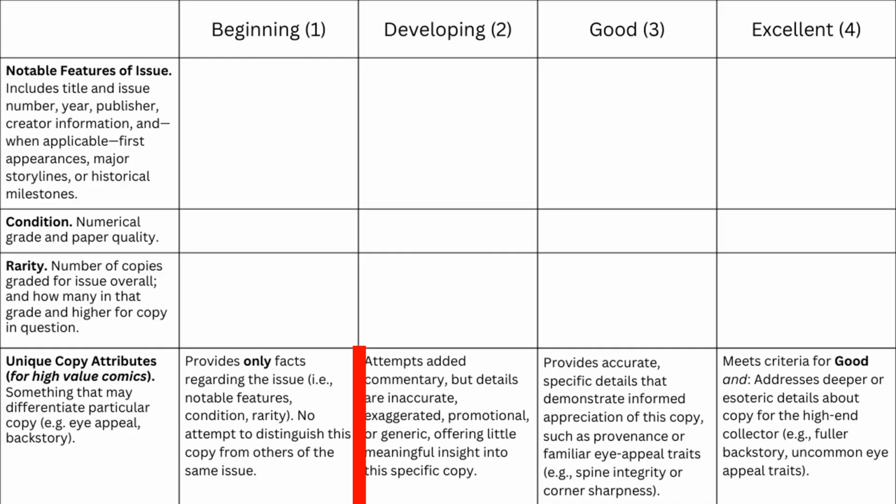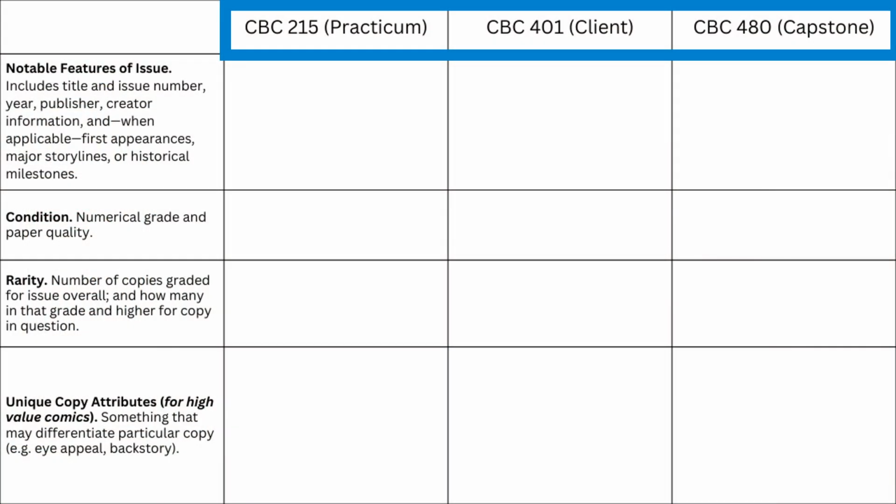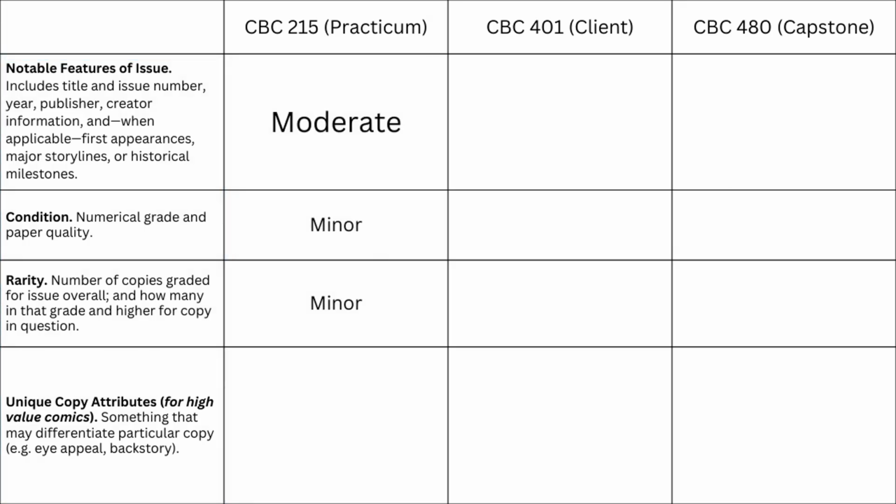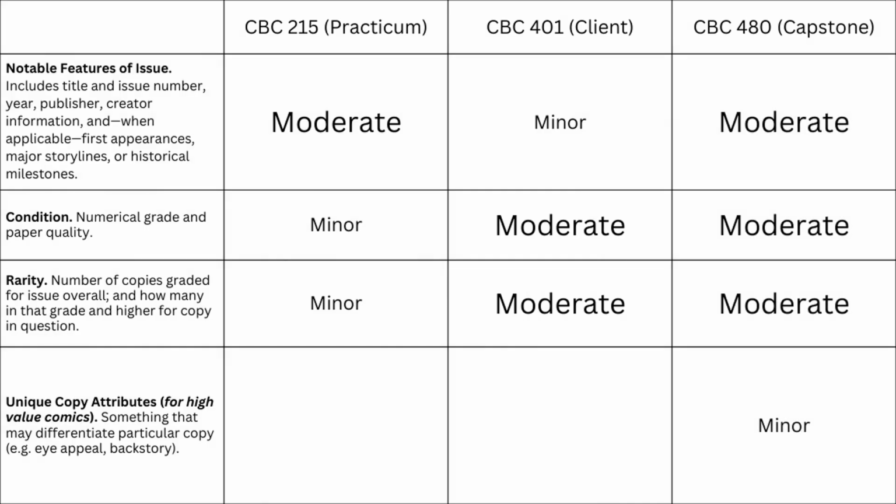we need to go into the curriculum to see what's happening. Here's where the faculty can talk about their 3 courses and what's being emphasized regarding sales description. Here's what they find out. 215 teaches the basics, mostly focusing on notability. 401 is still the basics, a little bit more on rarity and condition. And 480 is re-emphasizing what students learned in 215 and 401, and there might be a small mention about those unique attributes. We figured it out.